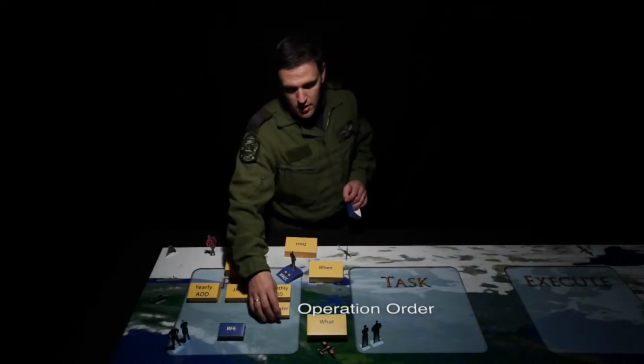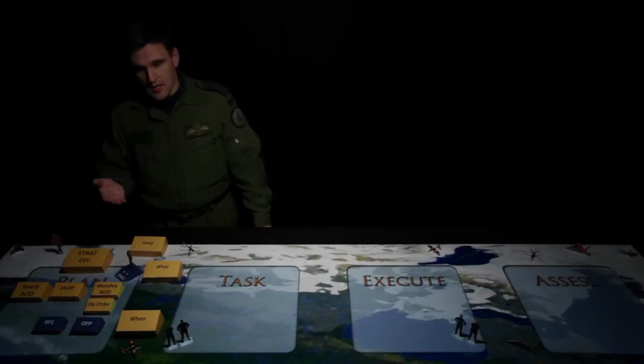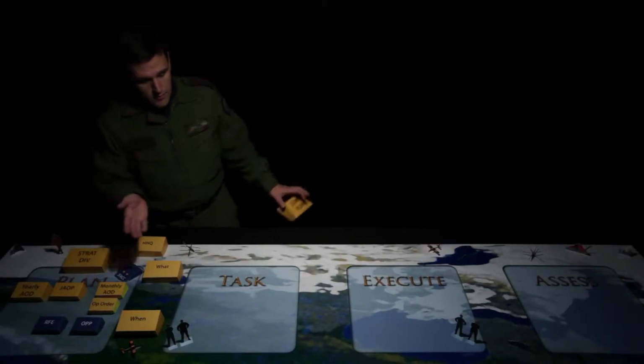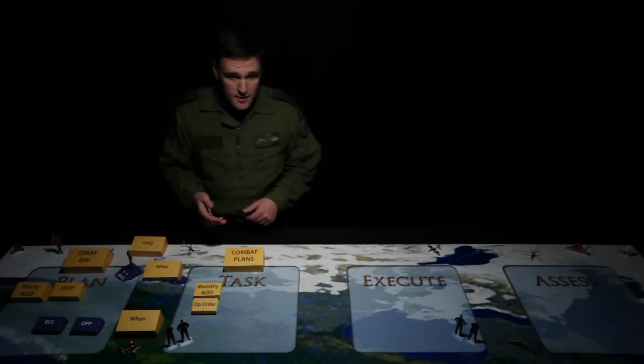But the big three aren't the only products that the Strat Div produces. They produce many other orders, such as the Classic Op Order, which is done using the OPP. So now that we have all these orders, what do we do with them? Well, the monthly AOD and any other orders that are written get moved over to Combat Plans, ending the plan phase and starting the task phase.